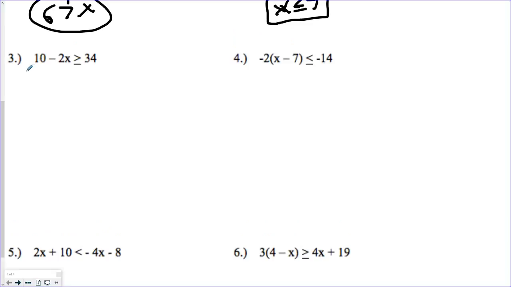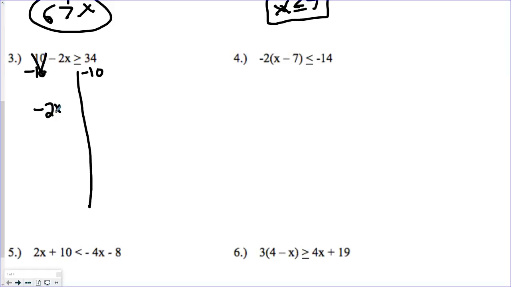Number 3, I'm going to take away 10. Well, let me draw my line down here. Take away 10 from both sides to get rid of it. Remember that 10 is positive because the negative is not with the 10, the negative is with the 2. Remember, the negative or the minus only applies to the number it's in front of. It does not apply to the number it's behind. So 10 is still positive, so I get rid of it by subtracting.